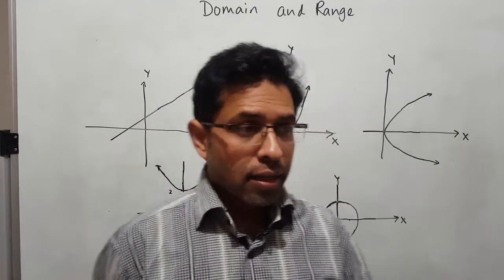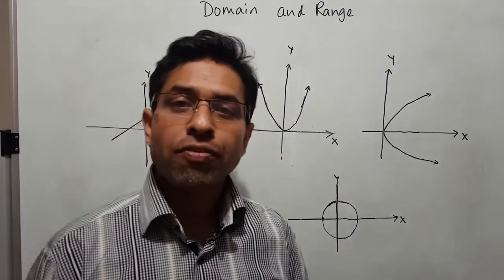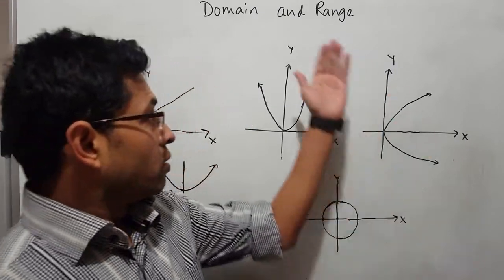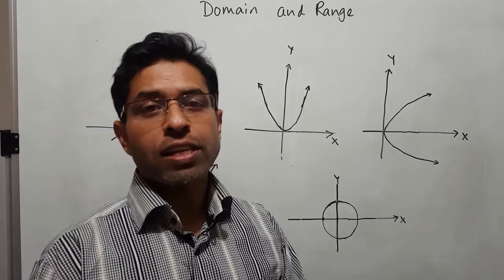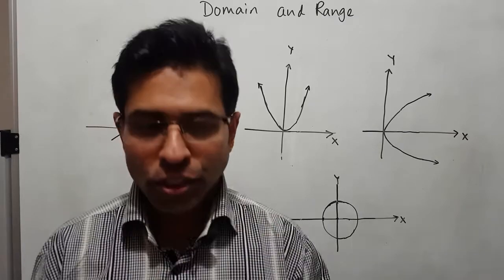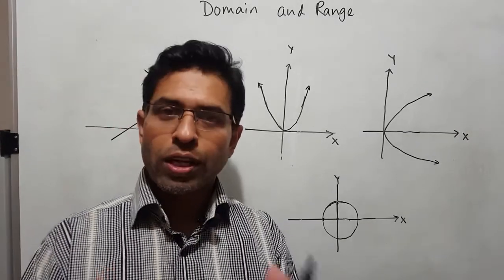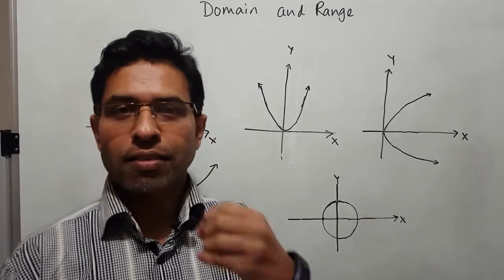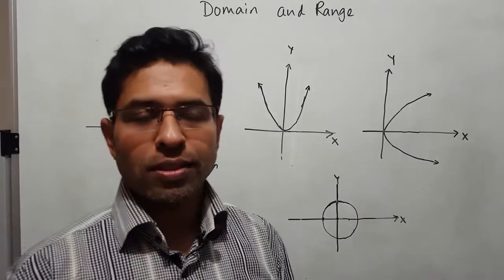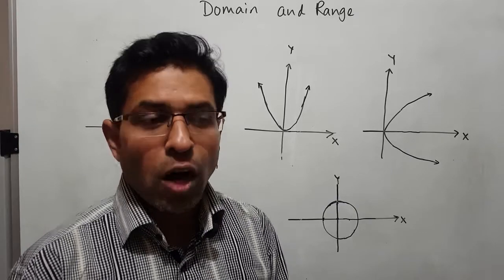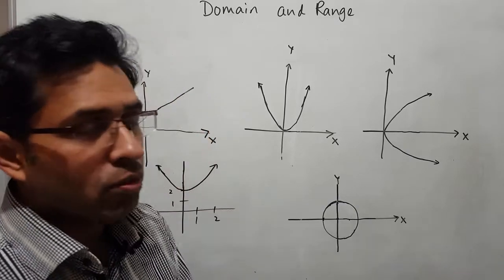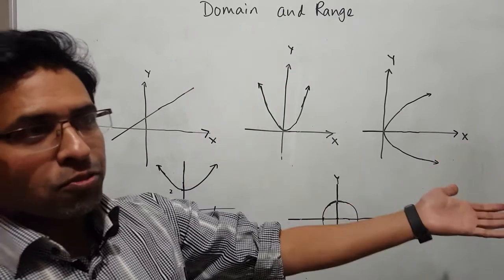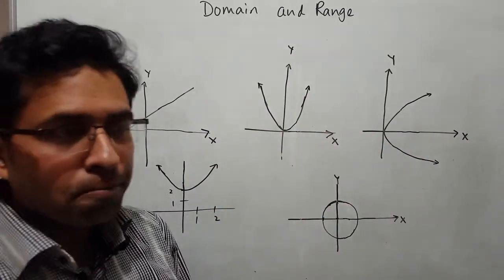Domain is the set of all values of x. Range, the set of all values of y. That's the easy definition, and this is an easy way to explain to students. They can understand the domain is the value of x and the range is the value of y. I would say the possible value of x, possible value of y, because it cannot always be all real numbers for x for all functions.